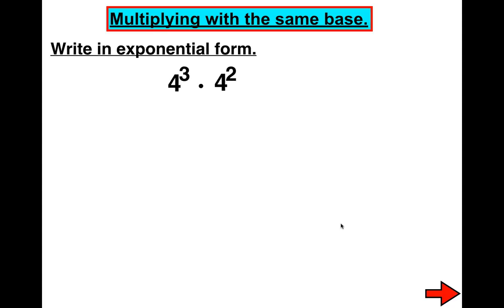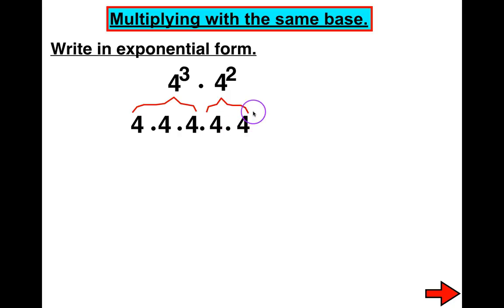Okay, so just continue moving on. What if you're asked to multiply? What's going to happen? Take it back to the basics. What does 4 cubed mean? It means 4 is repeated 3 times when we're multiplying it. What does 4 squared mean? It means 4 is repeated 2 times when we're multiplying it.